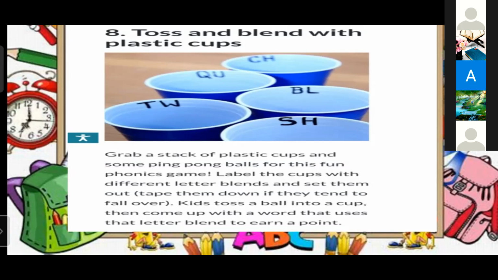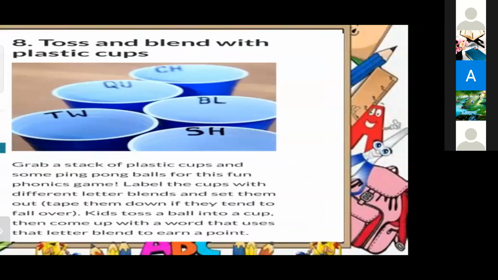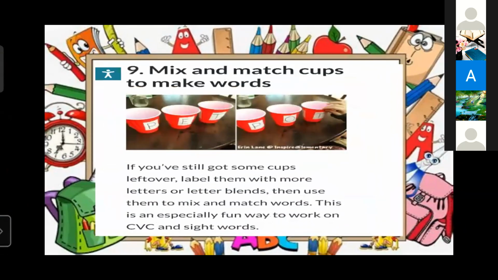Swap one, or swap it. Swap it to replace the sound, the last sound with another, or the initial sound with another. And number 8, toss and blend with plastic cups. Okay, so number 9, mix and match cups to make words. Excuse me, another question, yes, again, Mr. Ahmed.